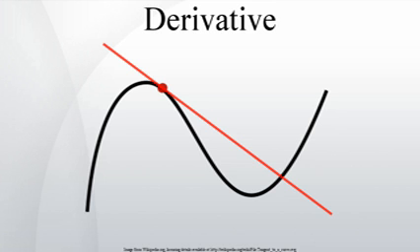Differentiation and the derivative. Differentiation is the action of computing a derivative. The derivative of a function f of x of a variable x is a measure of the rate at which the value of the function changes with respect to the change of the variable. It is called the derivative of f with respect to x.